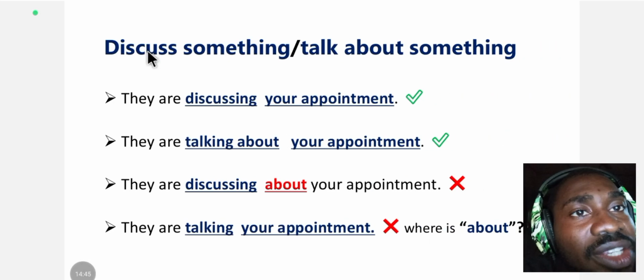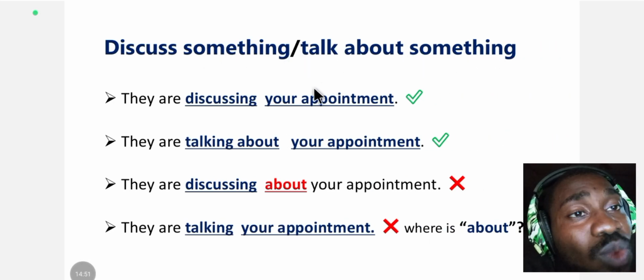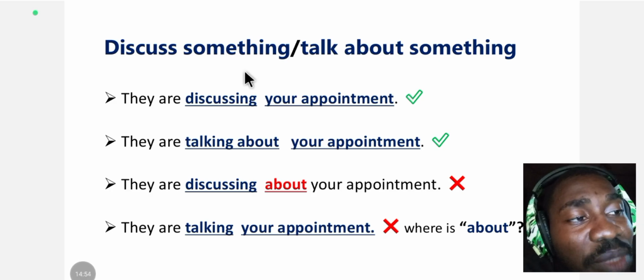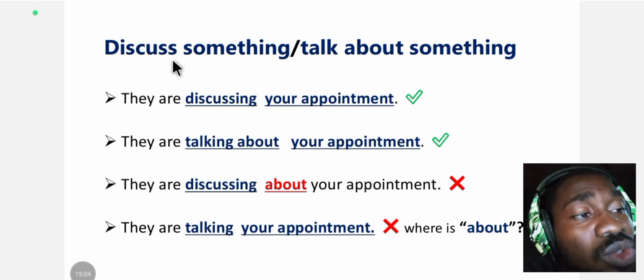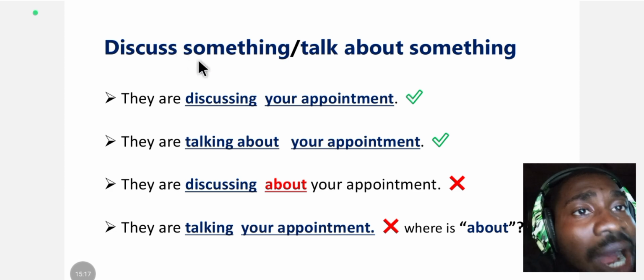Moving on. "Discuss something" / "talk about something." This one is another mistake, and this one always comes out in JAMB, UTME. This one came out in JAMB, UTME 2025, so it's likely going to come out in JAMB, UTME 2026 too. "Discuss something" / "talk about something." Let's look at the example. When you are saying "discuss," do not use "about."